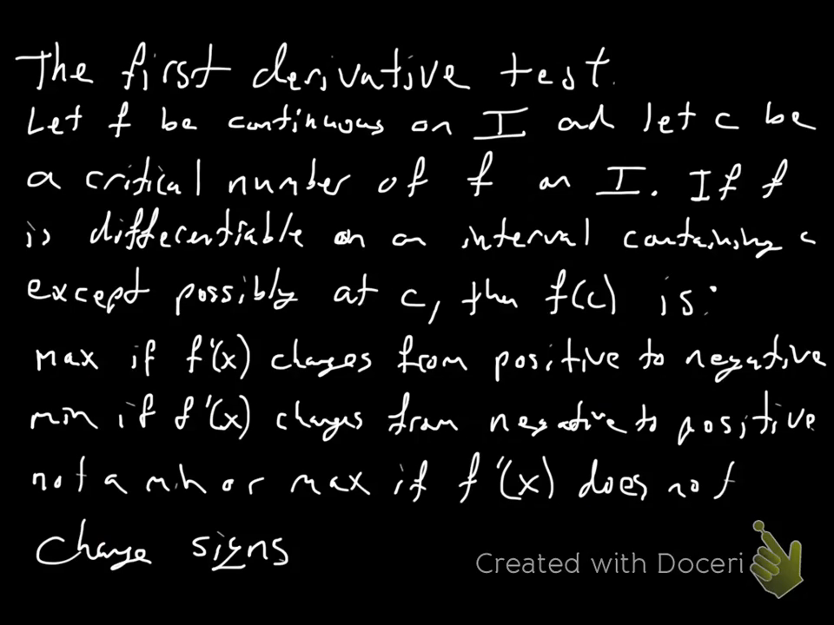It's a min if f prime of x changes from negative, which would be decreasing, to positive, which would be increasing, so we'd have a minimum. Or it's not a min or a max if f prime of x does not change signs. So that could be a possibility also. Okay, so we'll do the proof for just the maximum one. The one for minimum is really similar, and then not min or max, we don't have enough to really show it either way. We can do some examples where it wouldn't be a min or a max.